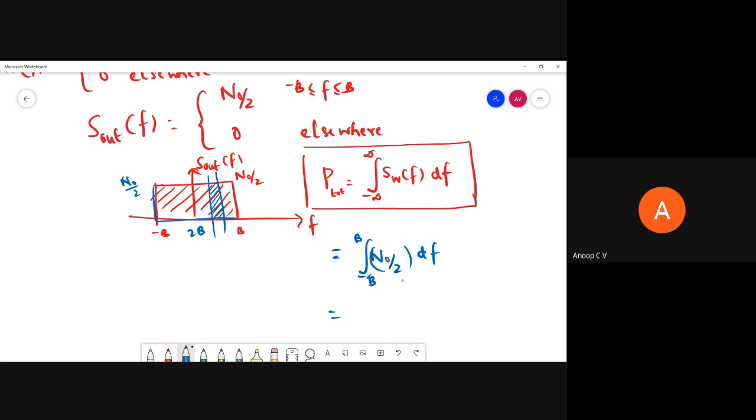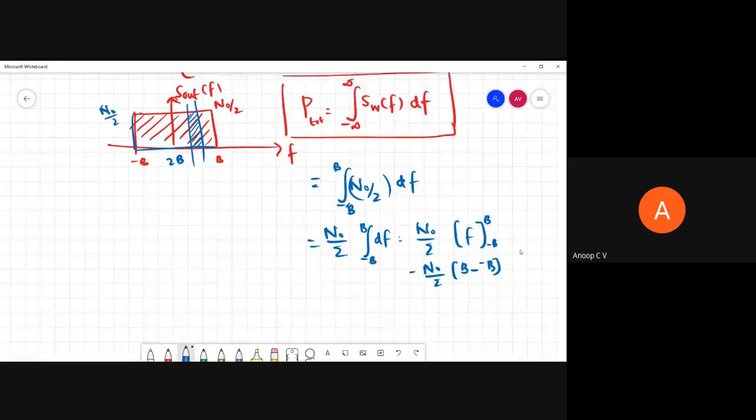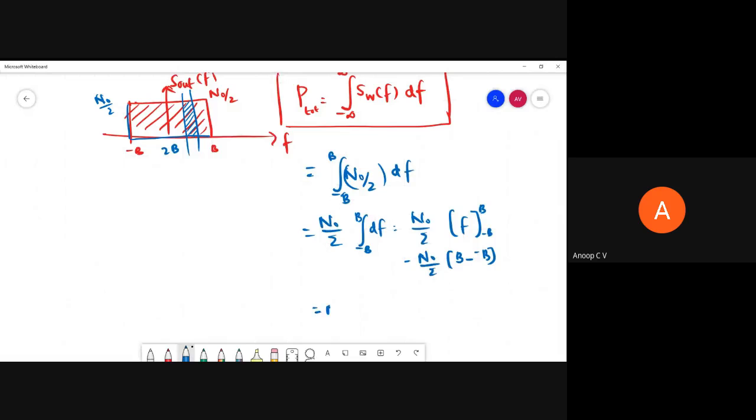Or else, even if you are integrating, taking N naught by 2 out, it is the integral from minus B to B of df. So it is N naught by 2 times f evaluated from minus B to B. So it will be equal to N naught by 2 times B minus of minus B. So this is equal to N naught B. So this is the power output.